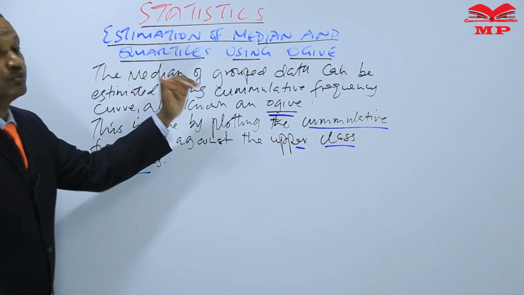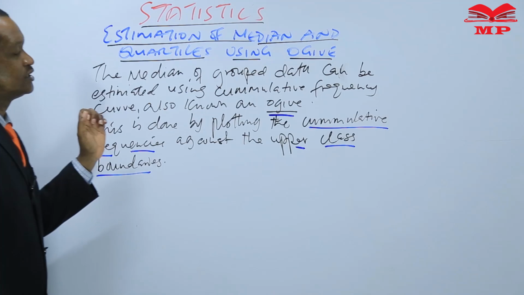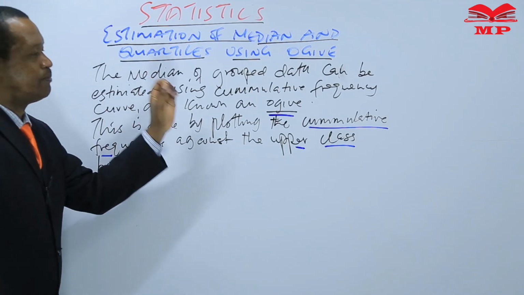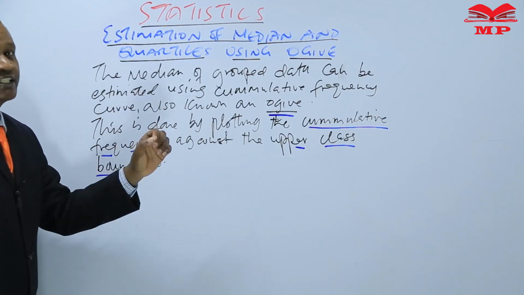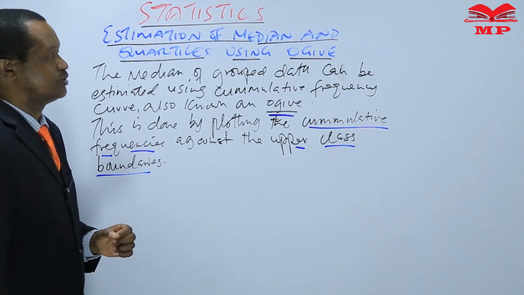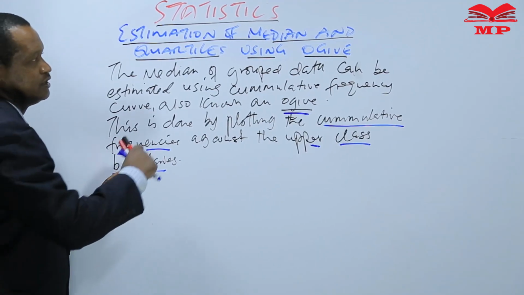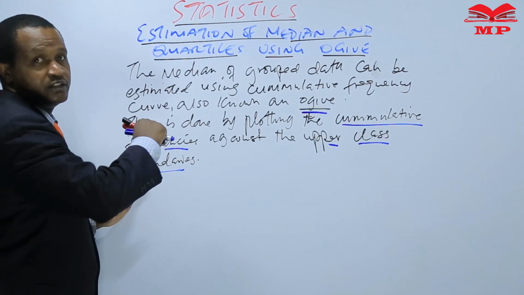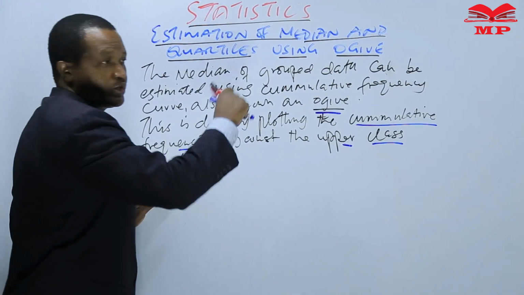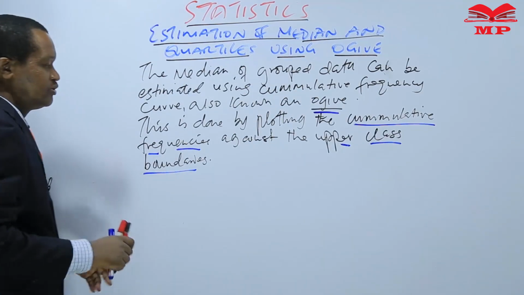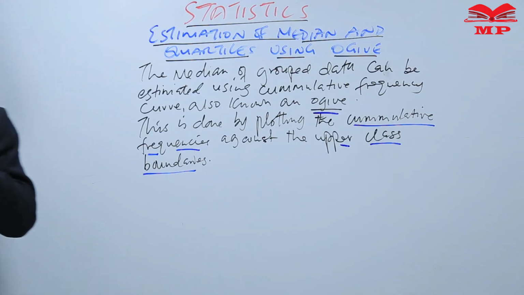So when you are given grouped data, first have a column for cumulative frequencies. Then you plot the cumulative frequencies against the upper class boundaries. It is that simple. Then we will read the median or quartiles from the graph, which has a typical S shape.